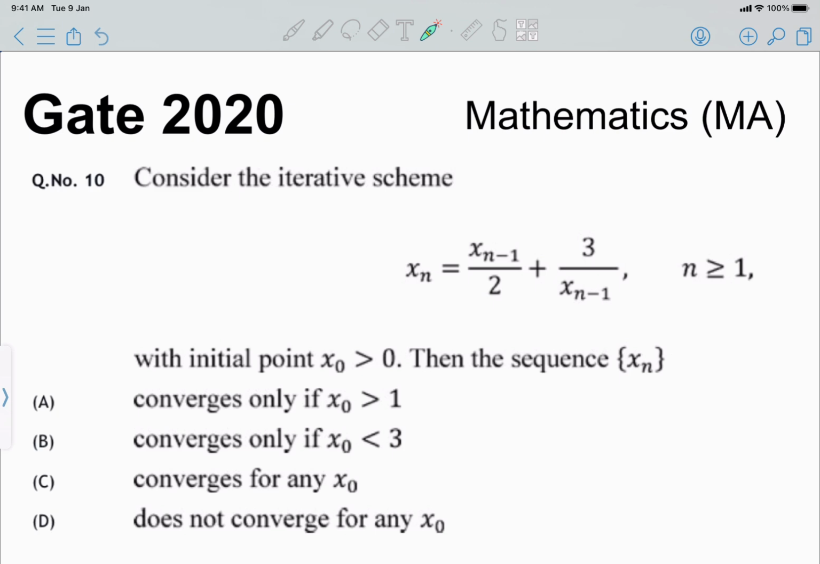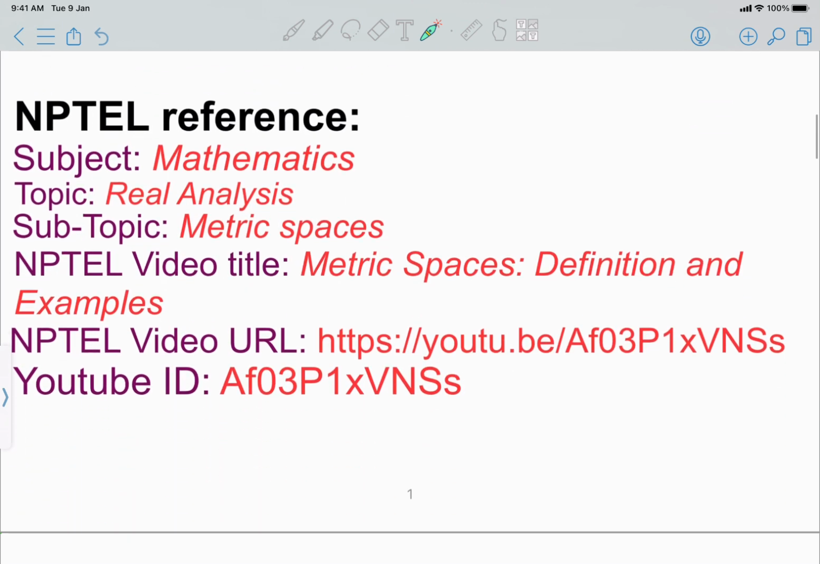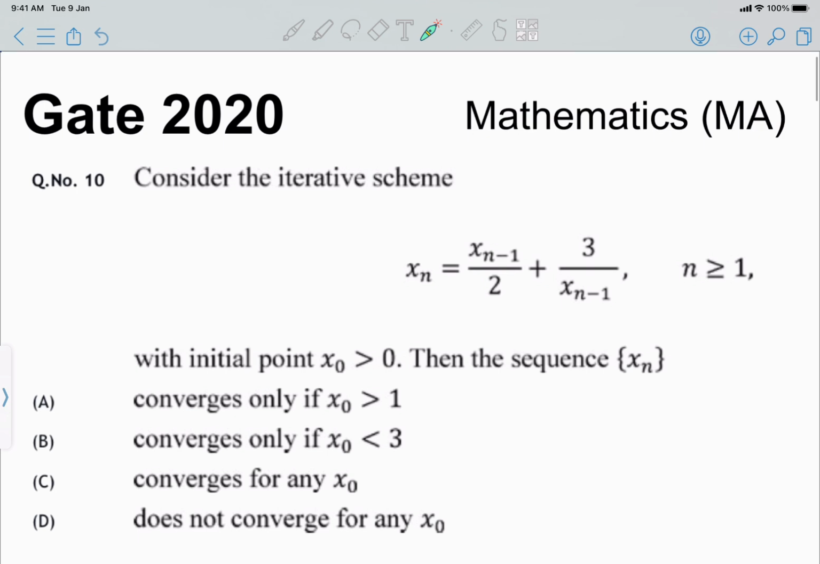So it is asking for which initial values the sequence will converge. This is the NPTEL reference, which you can check. Okay, let's start.